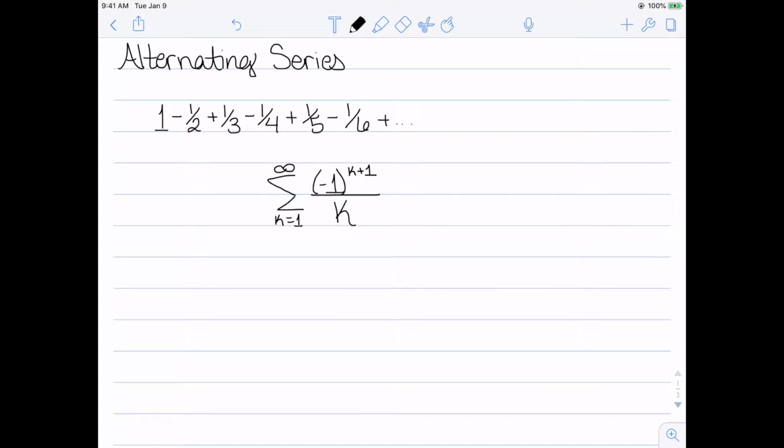This particular example can also be given in the shorthand notation, where we're looking at the sum from k equal to 1 to infinity of negative 1 to the k plus 1 over k. Alternating series are always going to have this negative 1 to the k plus 1 term, or just negative 1 to the k, depending on if the first term is either positive or negative.